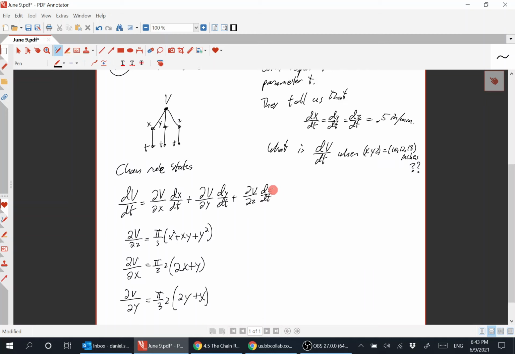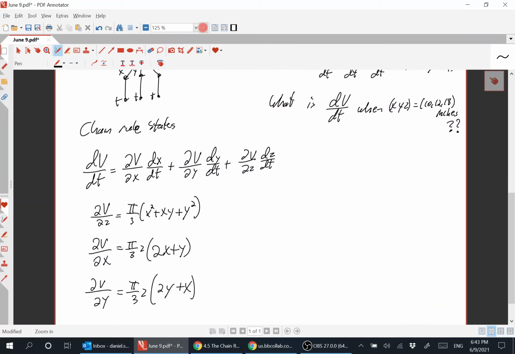So now we're interested in the instant in time where x, y, z is 10, 12, 18. So dV/dz at 10, 12, 18 is equal to, well, I mean, it's some big thing here. So pi over 3 times 100 plus 120 plus, what's 18 squared?